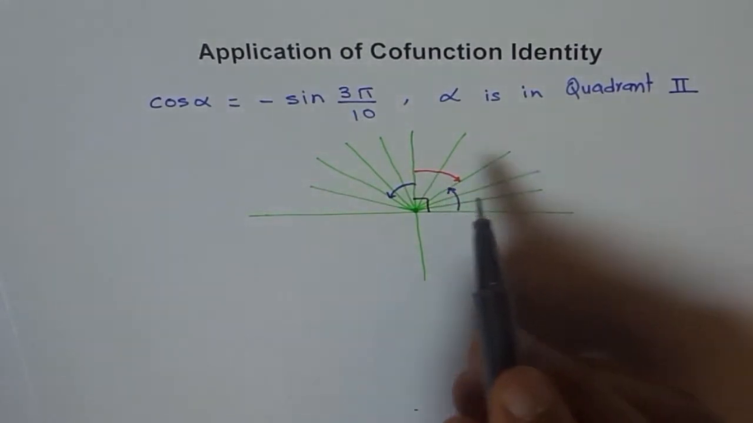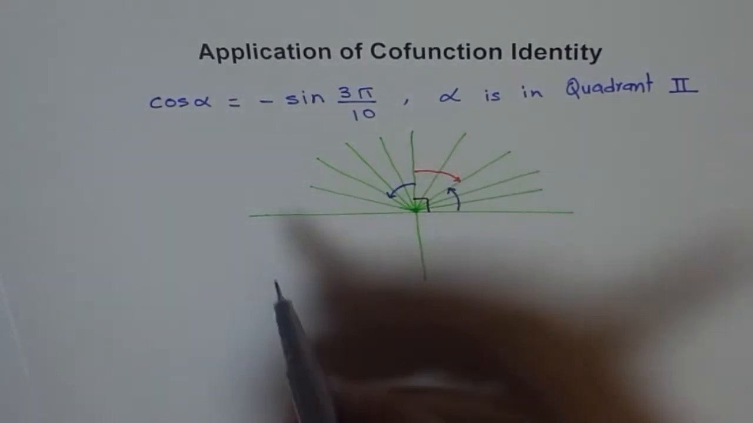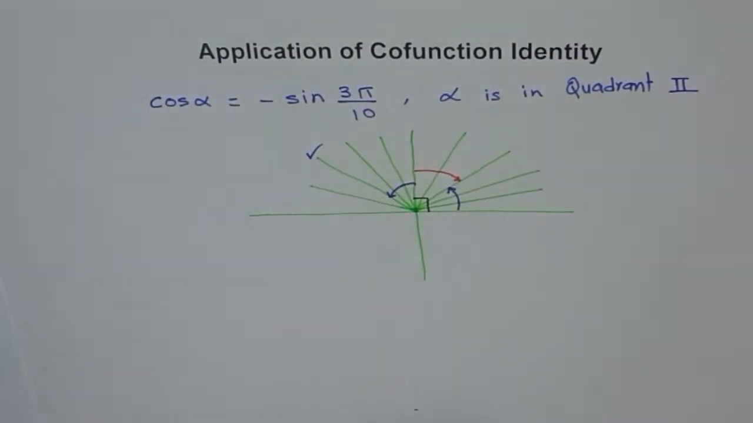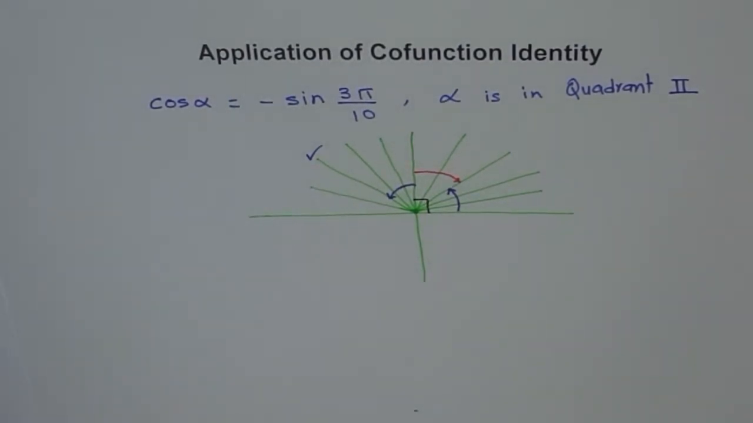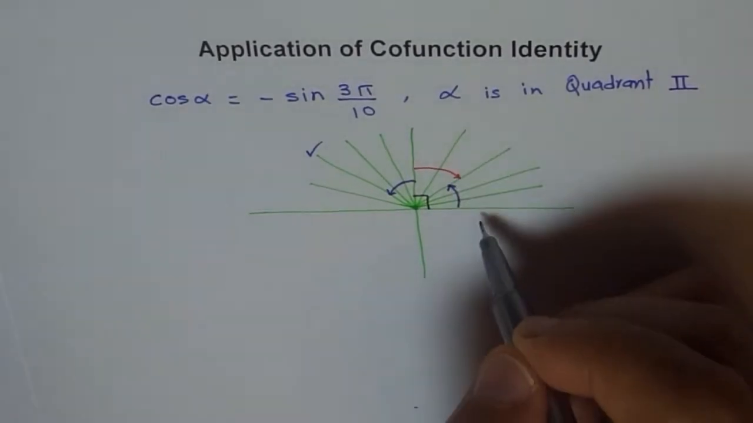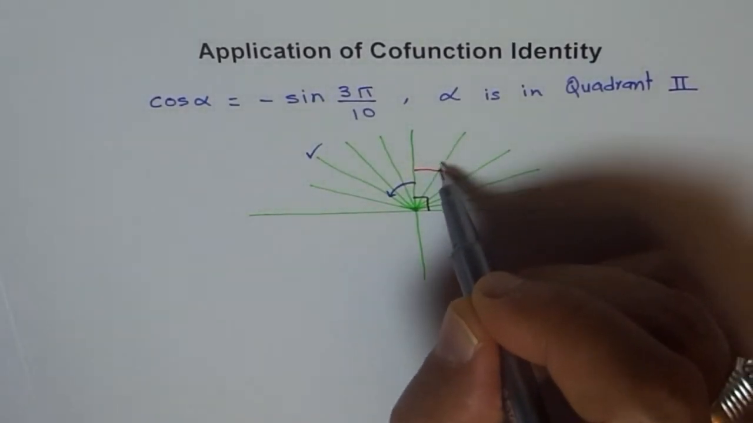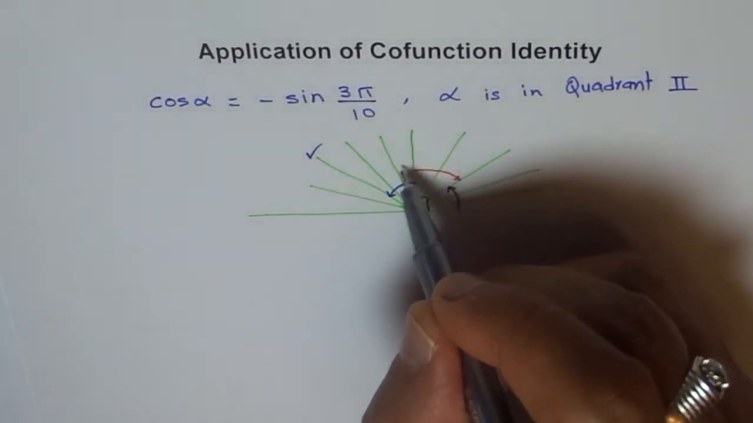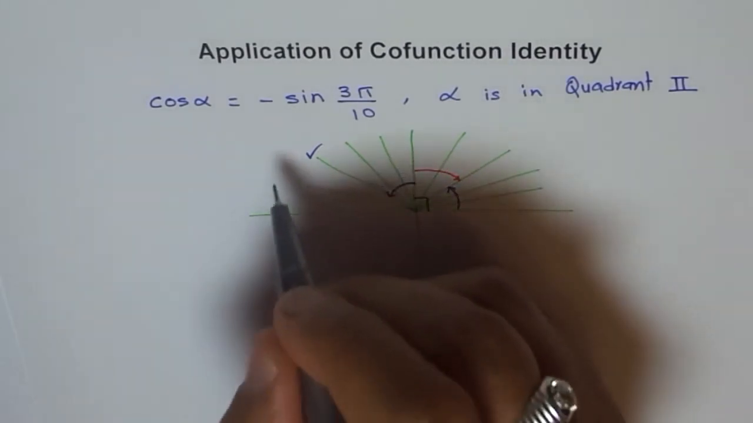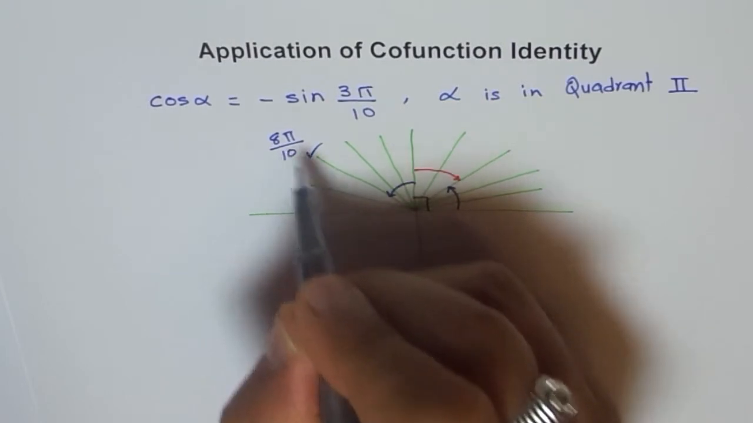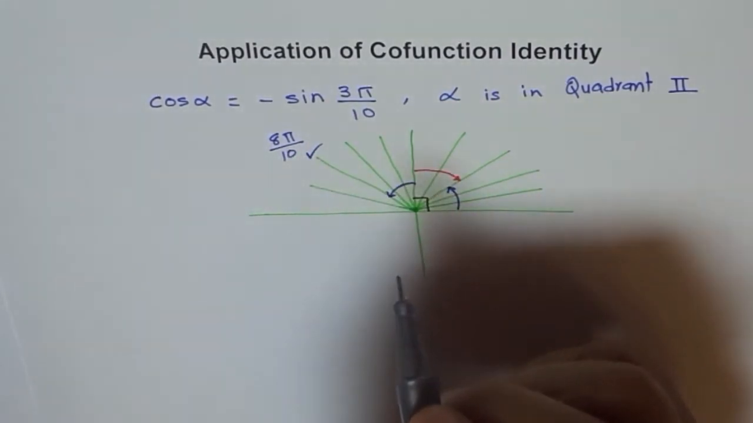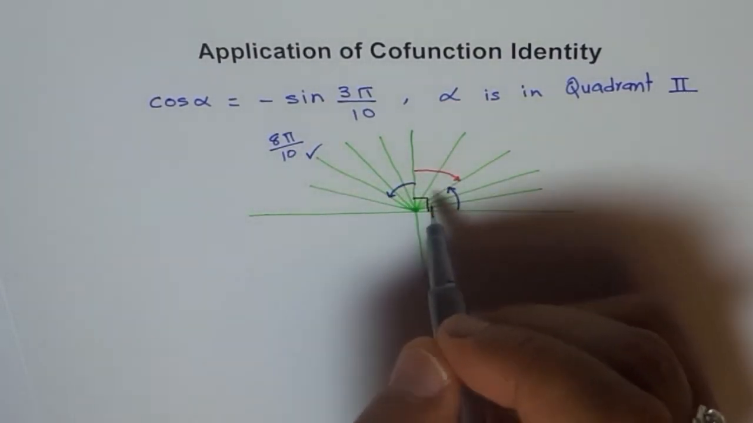But since alpha is in quadrant 2, we are actually looking for this answer. Is that okay? So graphically, I can tell you what the answer should be. It is 1, 2, 3, 4, 5, and then we add 3 more, 6, 7, 8. So the answer is 8 pi by 10. Do you get the answer like this? So that is the answer.